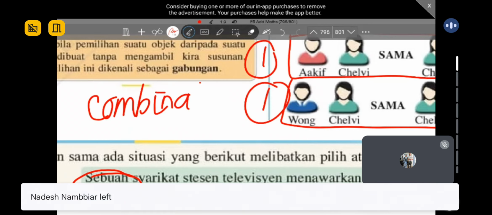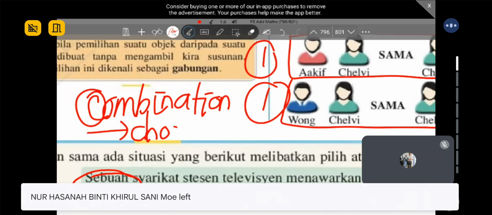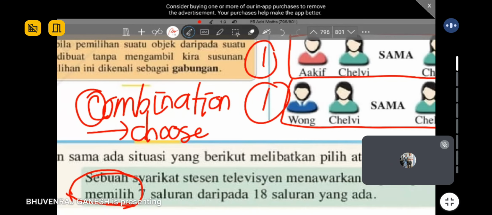Combination start with letter C, right, guys? For those take DLP, C. So C, you think of choose. Choose also start with letter C. Okay? Or another keyword is select. Select also usually for combination. Okay? Memilih itu adalah gabungan. Jangan salah faham untuk yang BM, jangan ingat memilih tu adalah untuk pilih atur.